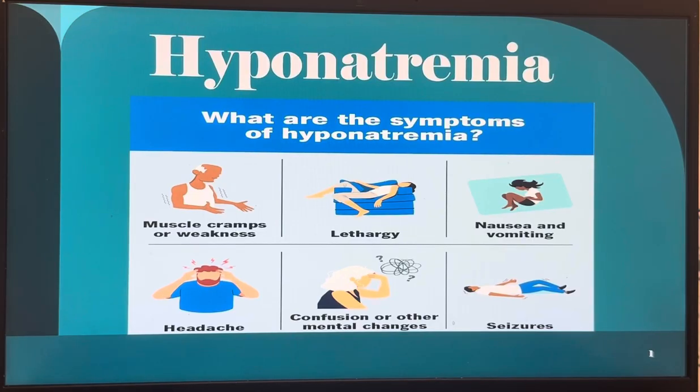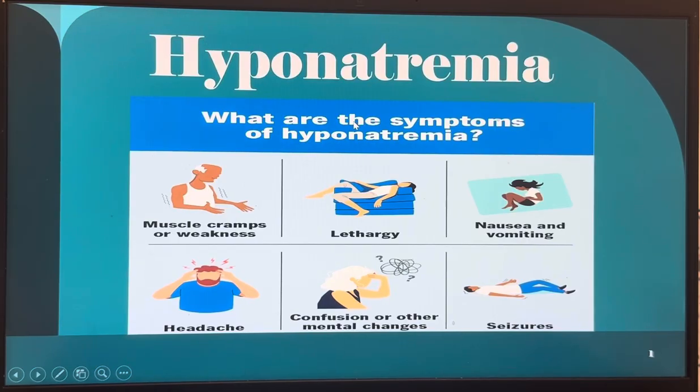Today we are learning about hyponatremia. What is hyponatremia? Hyponatremia is when the serum sodium is low. Normal serum sodium is 135 to 145. If it is less than 135, then we call it hyponatremia.